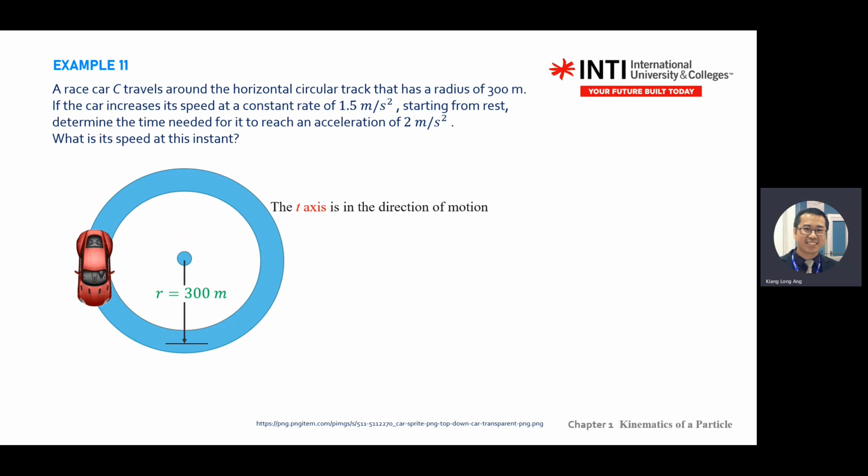Determine the speed, the time needed to reach acceleration of 2. We ask you about acceleration and not velocity. In your static module, you will be asked velocity, but when it comes to engine dynamics, most of the time we ask you acceleration. So don't carry something that you're familiar with in static, then apply it in dynamics. Look carefully at the question, what the question asks you. So what is the speed at this instant? So it asks you back the velocity.